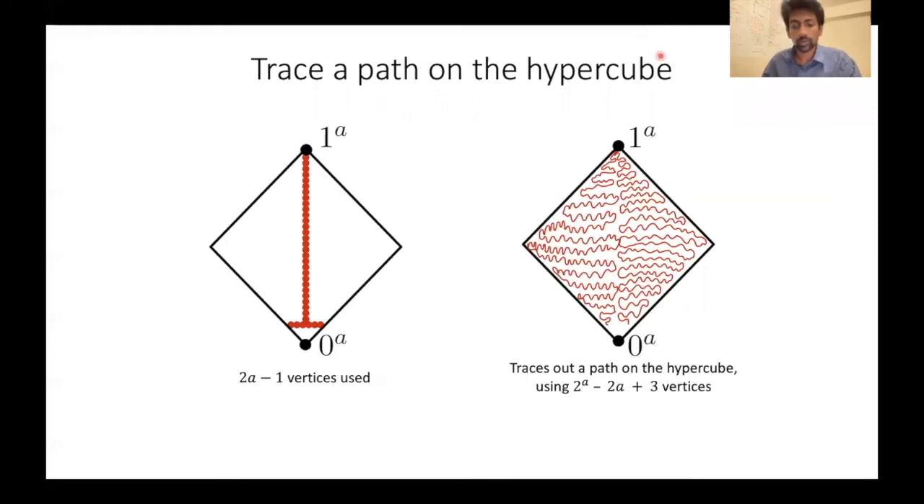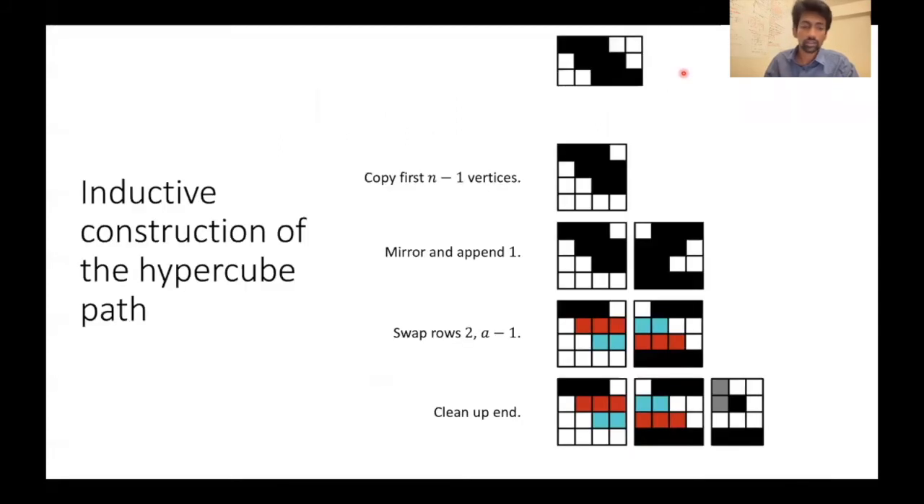So in the paper, we also show that this path is actually of optimal length. You can't get a path that's longer than 2 to the a minus 2a plus 3 vertices. The only thing left now is to find out how to construct this path on the hypercube. And to do that, we use an inductive construction technique where we look at the path on the a minus 1 dimensional hypercube and try to construct the path on the a-dimensional hypercube.